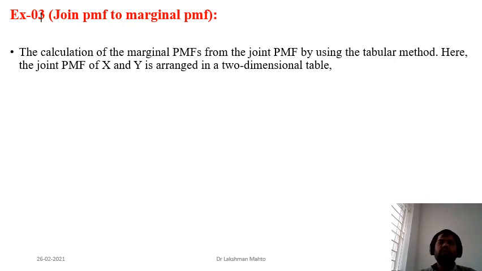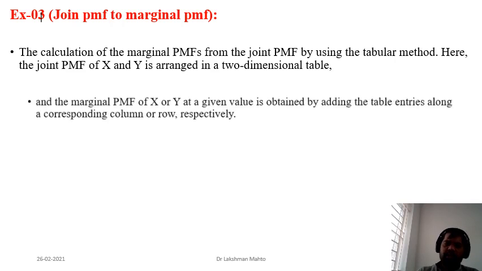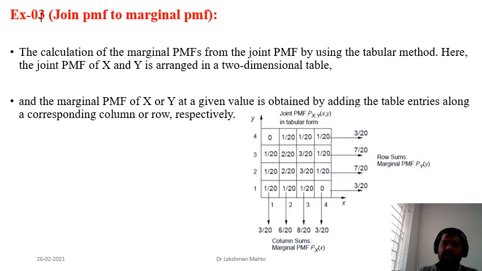Suppose there are only two random variables x and y, then the corresponding joint probability mass function, you can put those finite number of values in a two-dimensional table. One example you can observe here. Along the x-axis you have taken the value of the first random variable x, and along the y-axis the second random variable y. So x is taking four values 1, 2, 3, 4, and y is also taking values 1, 2, 3, 4, 5. And all these are the values of the joint probability mass function.